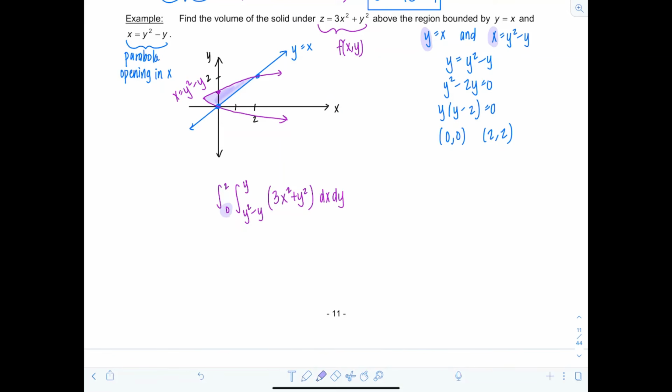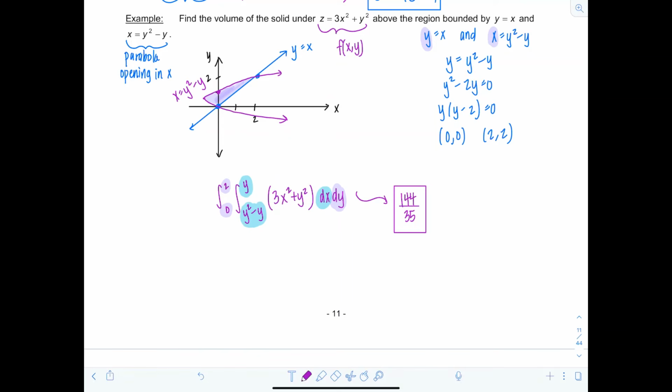Everything has to be matchy-matchy. 0 to 2 are limits for y, so that's on the outside. And then y squared minus y and y are limits for x. All right, and then this gives us 144 over 35. Nothing frightening happens in this computation, so we don't need to just sit here all day integrating polynomials. Good. Now let's move on to some more exciting sketching problems.